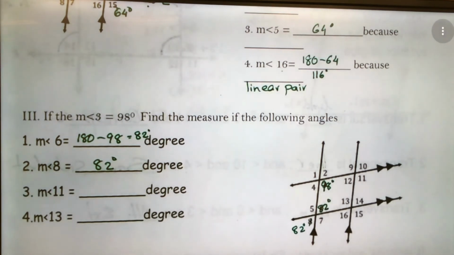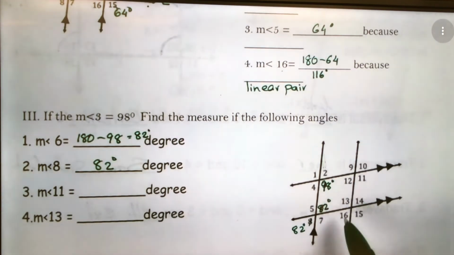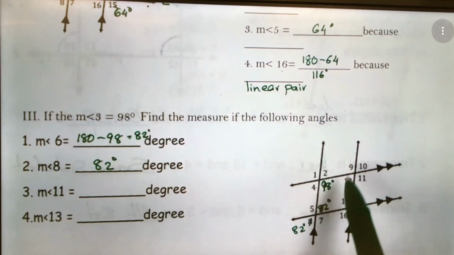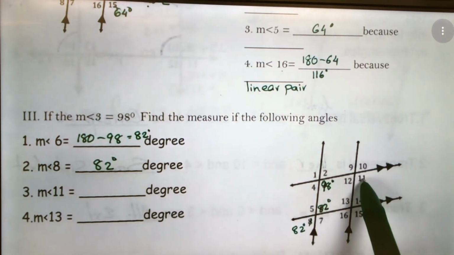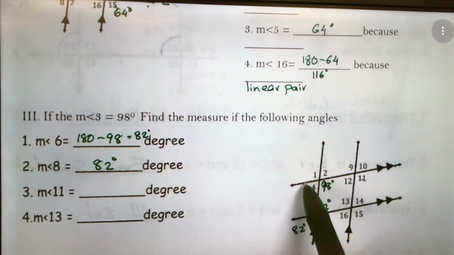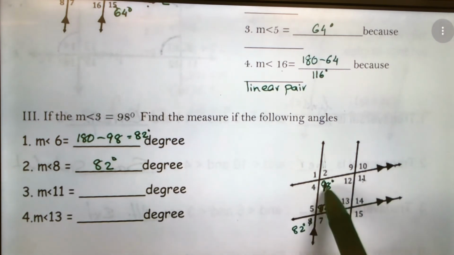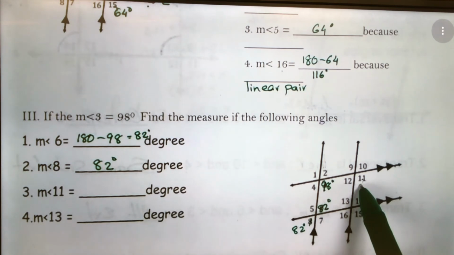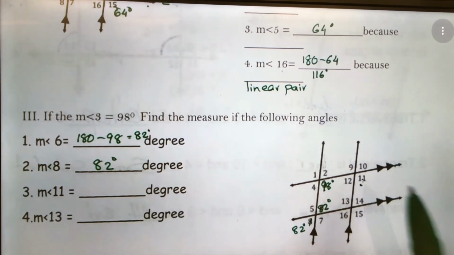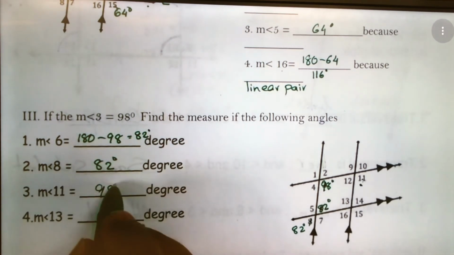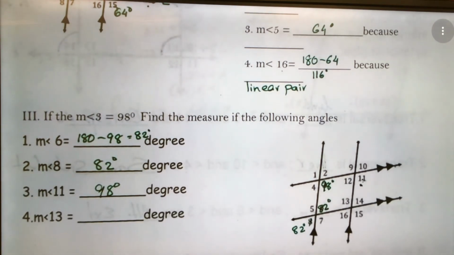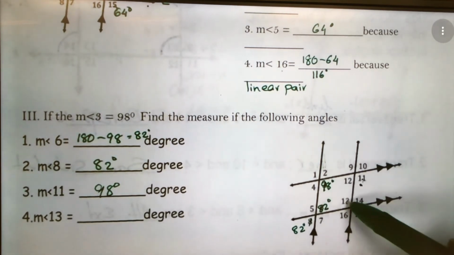The angle 11, I need to have a parallel line, so these are the parallel lines. Angle 11 is here, so I can take this as a transversal line. These two angles are, yes, you are correct, corresponding angles, so they are congruent, 98 degrees. So let's move on to the next question, number 13.